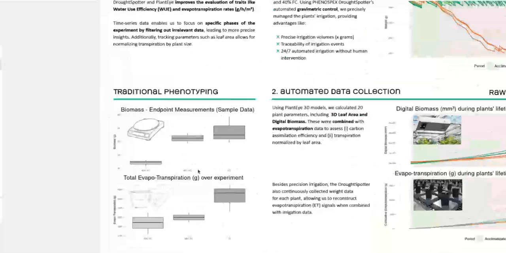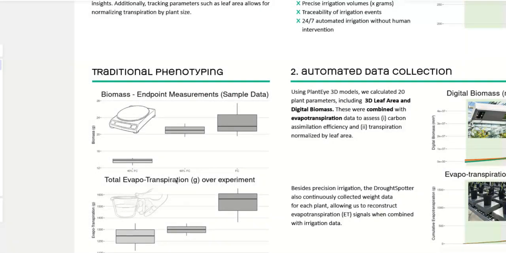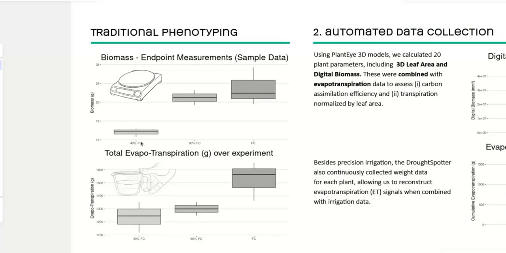But first, let us take a moment to compare the data with a more traditional approach. In traditional phenotyping, the plants would have been destructively measured for their biomass, resulting in an endpoint measurement. From the box plot, we can observe that the 40% field capacity group was the smallest at the end of the trial, followed by the 60% group, and ultimately the field capacity group was the largest in weight.